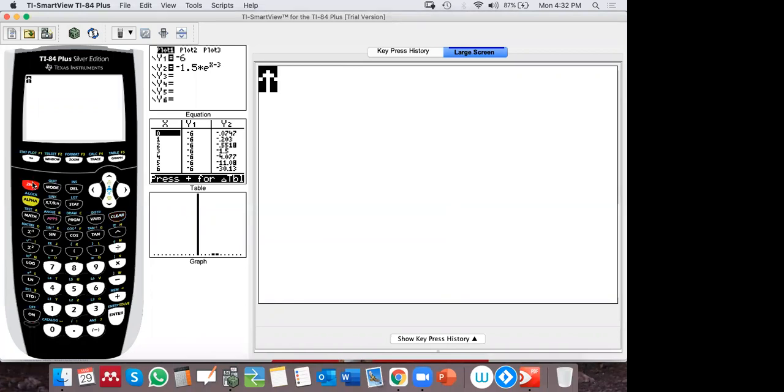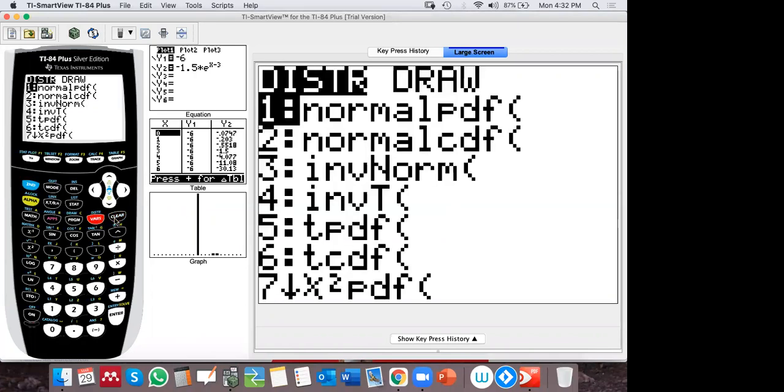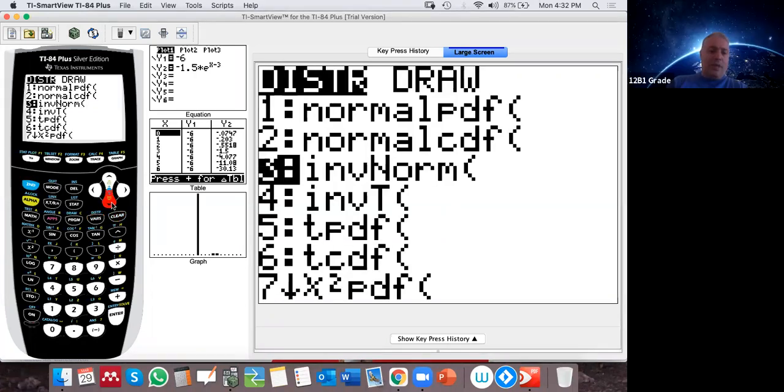Now, the second one was Binomial PDF. So let's go down.